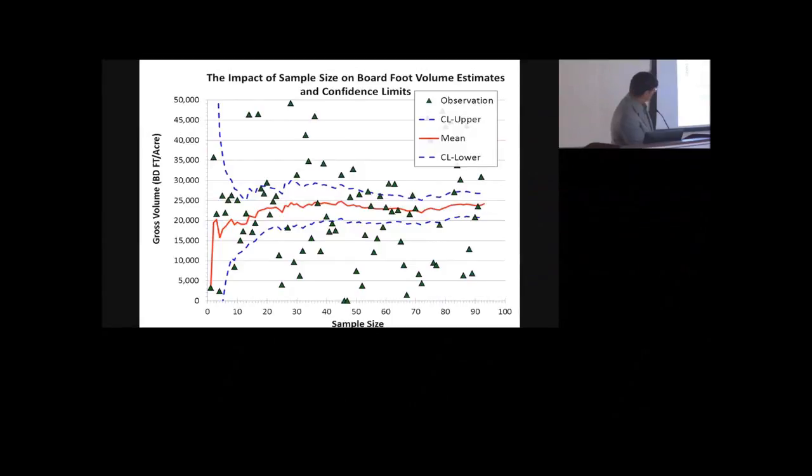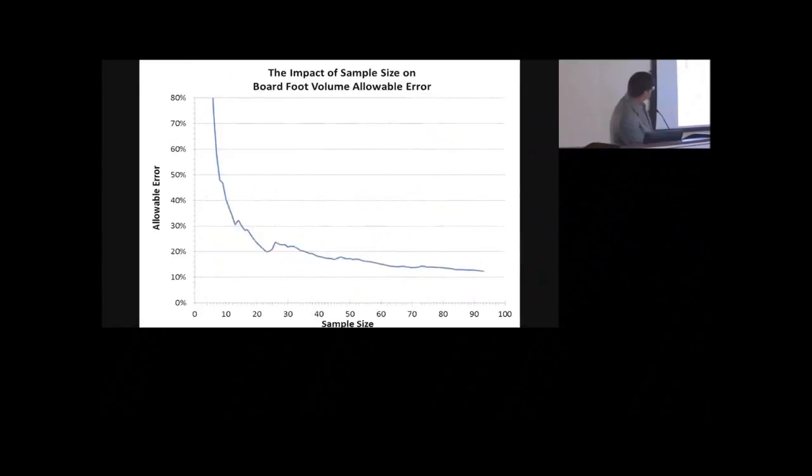So that's what I look at when I want to analyze my data. All I do now is convert this to my allowable error chart. All I did was take, once again, the half width of that confidence interval divided by the mean, and I get this. Now, this curve represents the situation where every volume tree was measured.